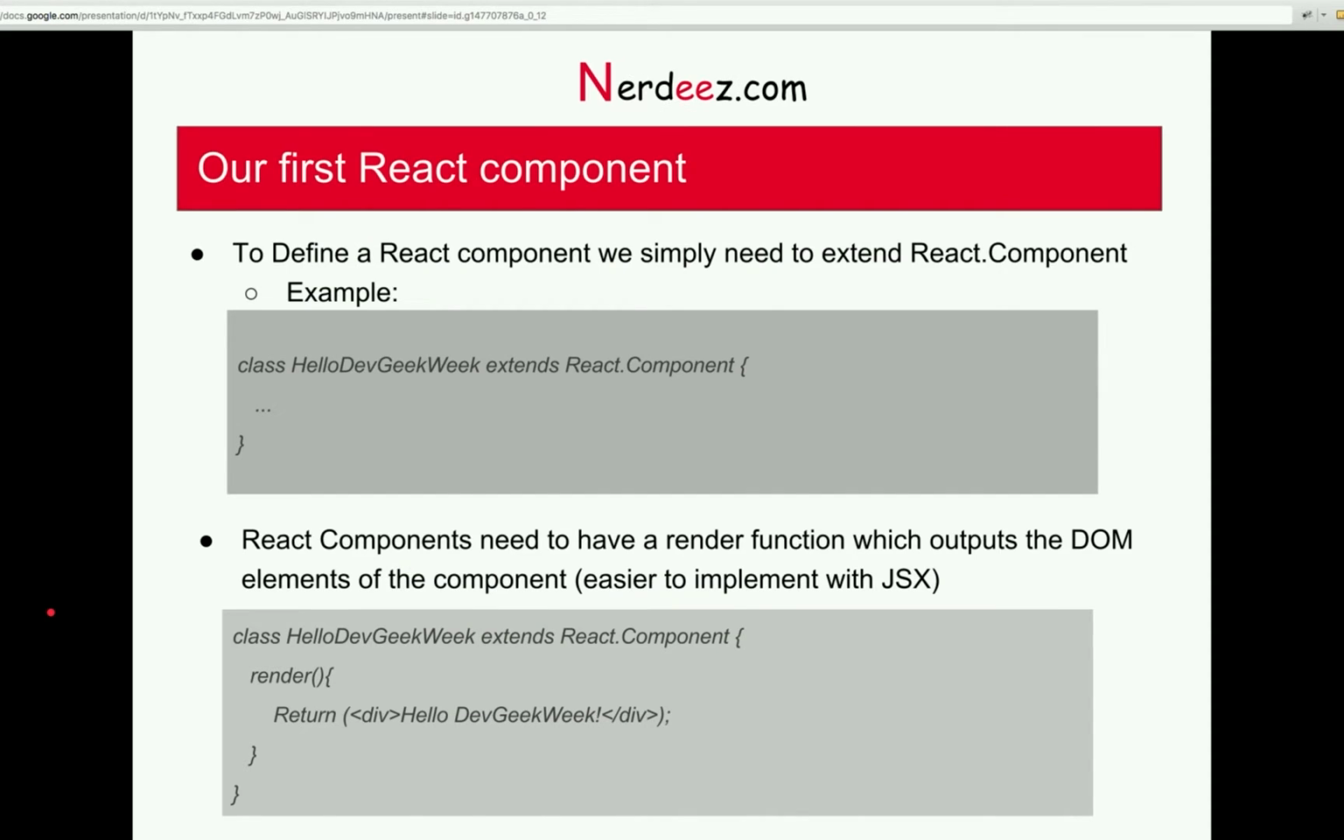So we talked a bit about React and the tools commonly used in React development. Let's build our first React component. To build a React component, you simply need to extend React component, and you also need to implement the render method inside your component. Now, the render method can return a JSX element, which represents the HTML of the component. So in this example, we have a component which outputs hello dev geek week.